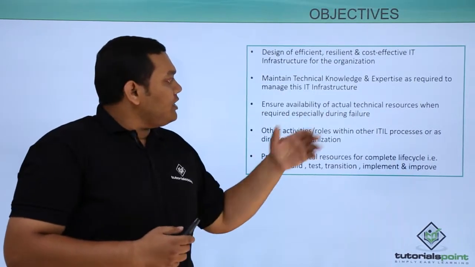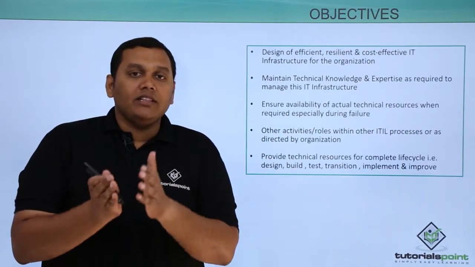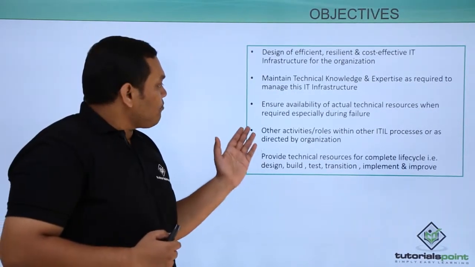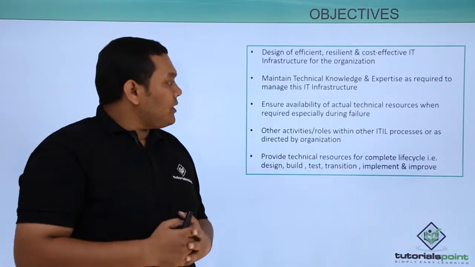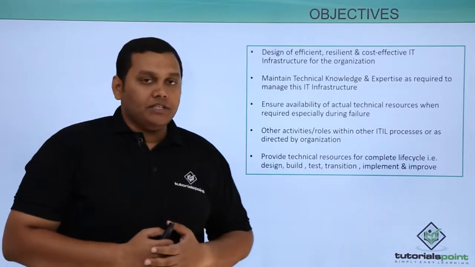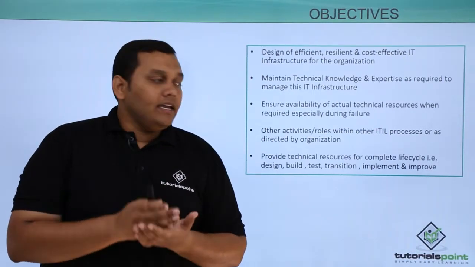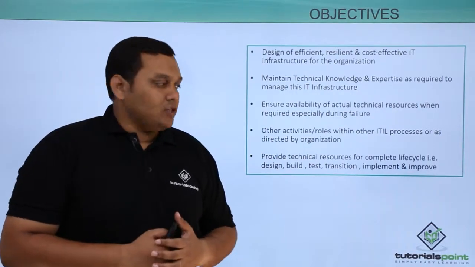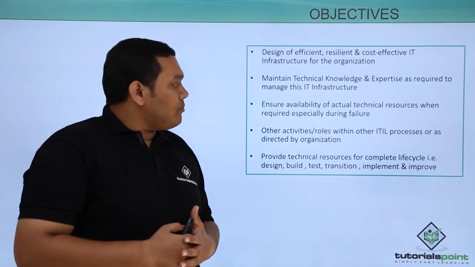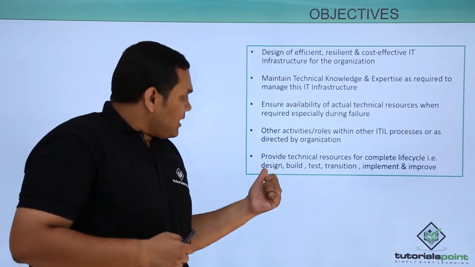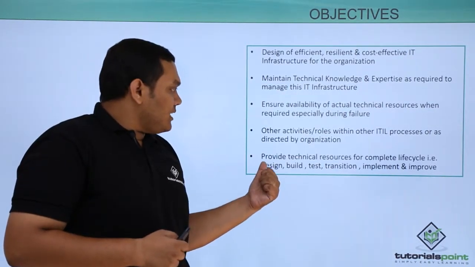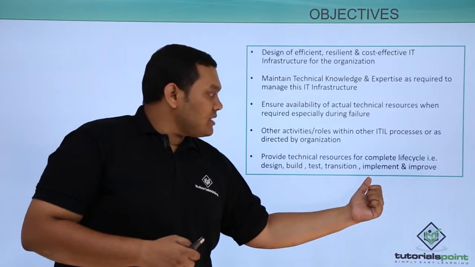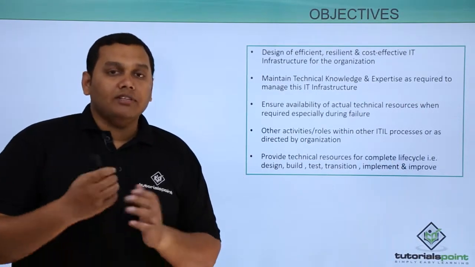That means availability of technical resources which are required when a failure occurs also plays a key objective in the technical management function. Other activities and roles within the ITIL process or as directed by the organization. That means it also plays a key role within the ITIL processes and as directed by the organizations as well. Provide technical resources for the complete life cycle. That means based on the technical resources, they design the life cycle, build it, test it, transition occurs, implementation occurs, and improvement occurs after the implementation.